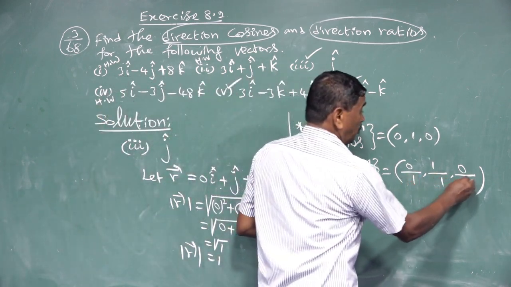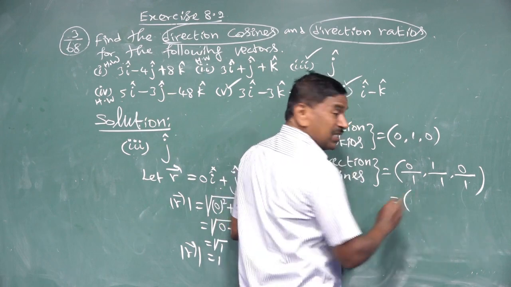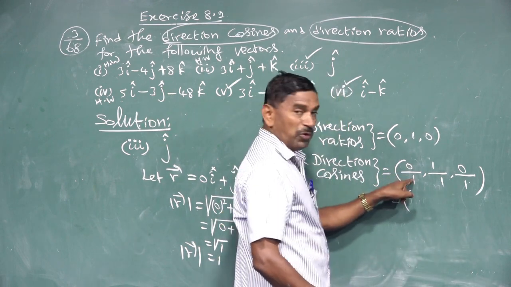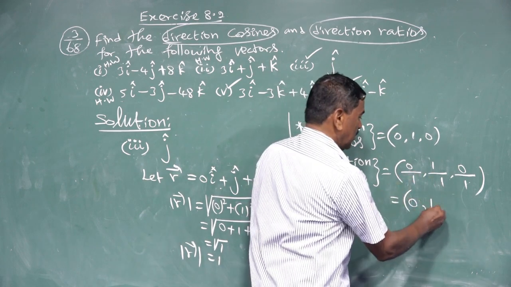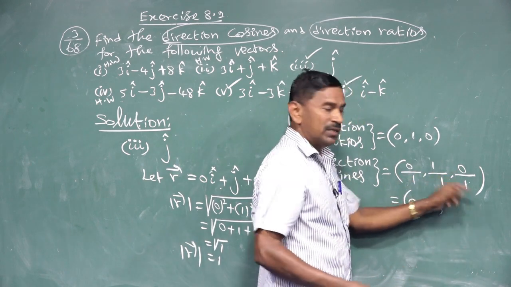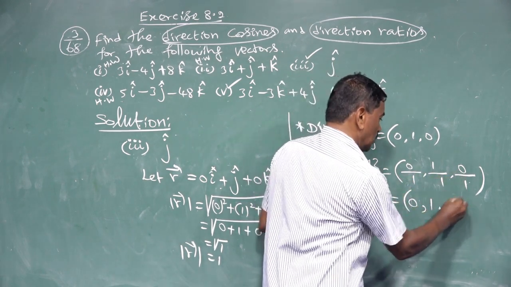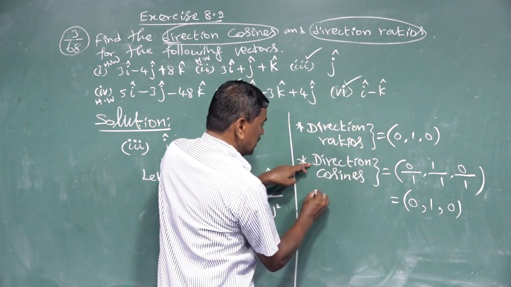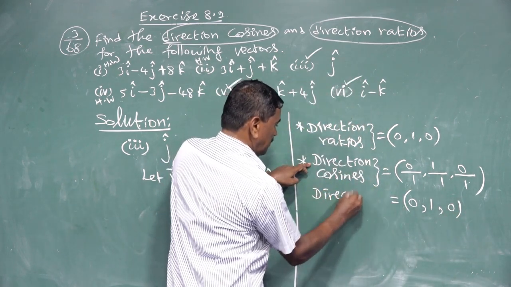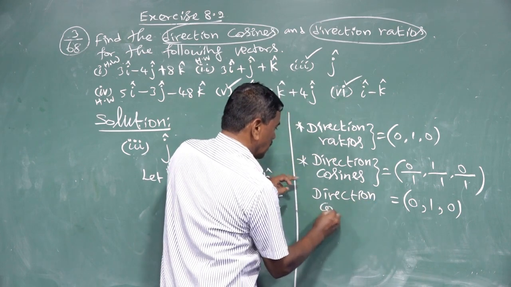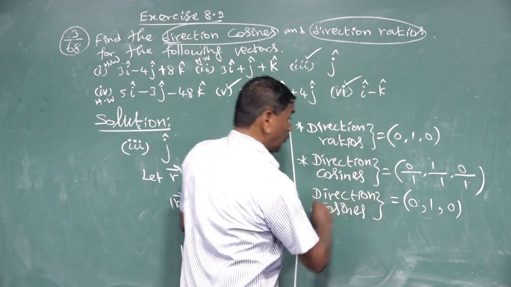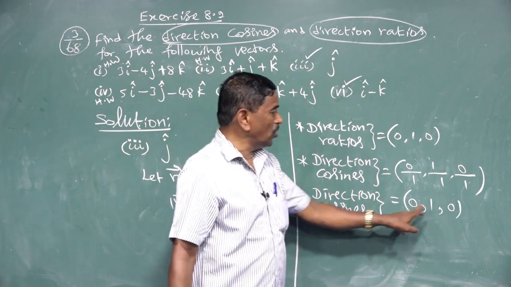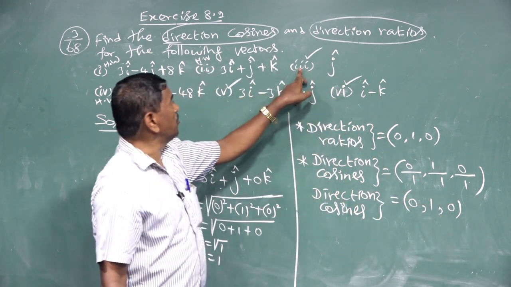So divided by 1. Okay, simplification. 0 by 1, 0. 1 by 1? Yes, 1. 0 by 1? Yes, 0 by any number is 0. Therefore, direction cosines are equal to 0, 1, 0, which completes the third subdivision.